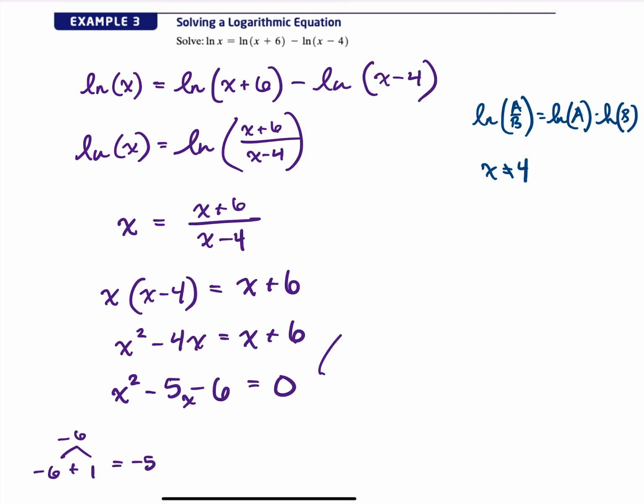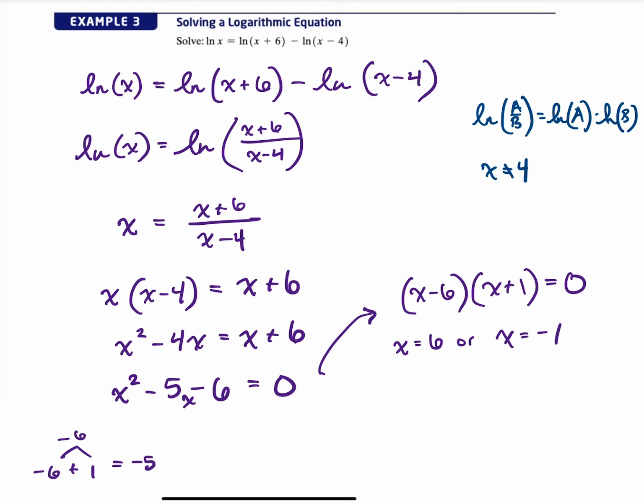Yeah, that should work out. So this will factor into x minus 6 times x plus 1 equals 0. Then let's solve each one separately, set them both separately equal to 0 and solve. So we would get x equals positive 6 or x equals negative 1.